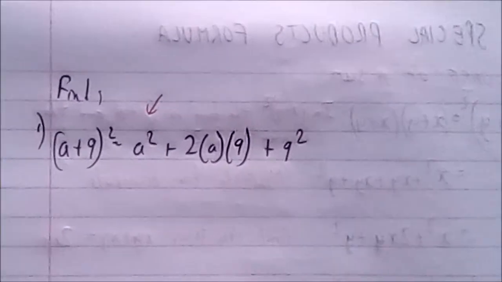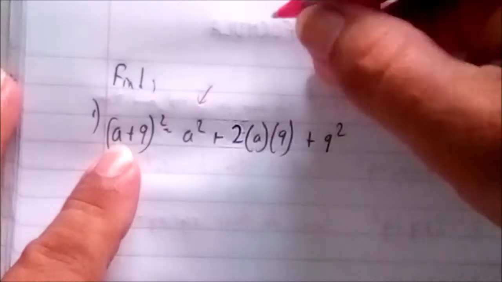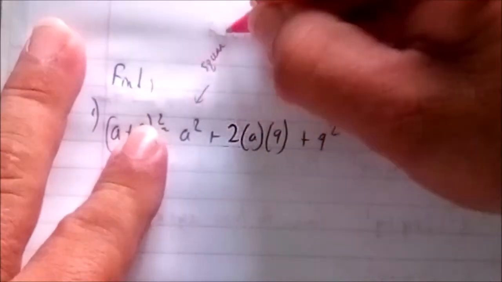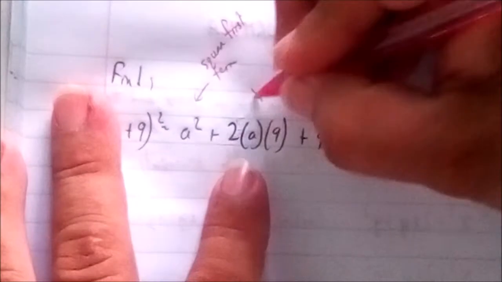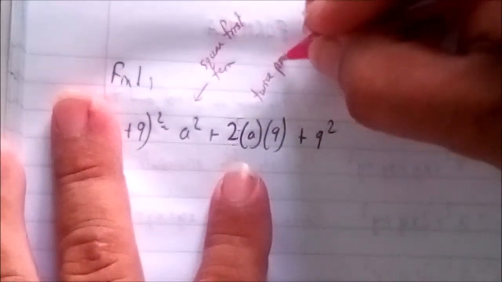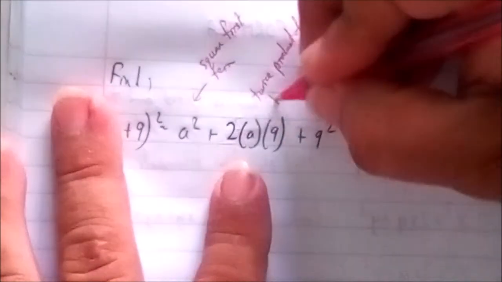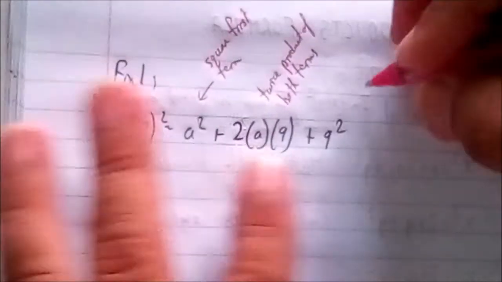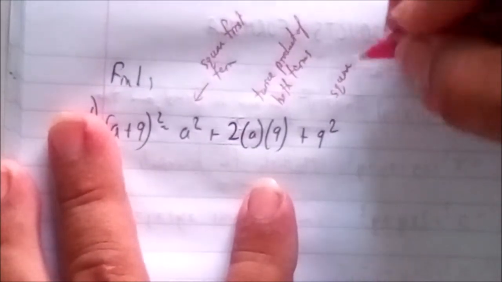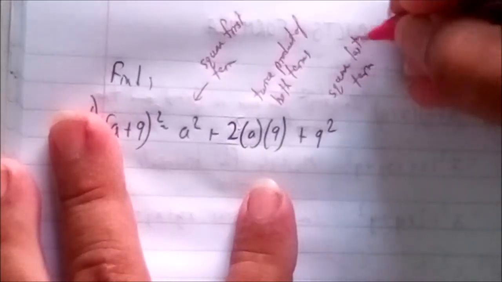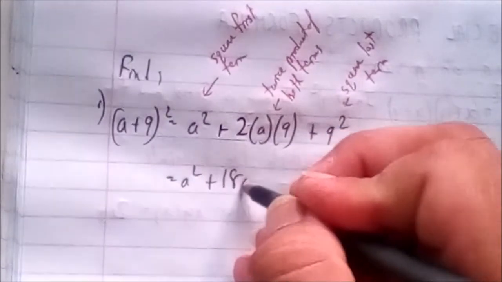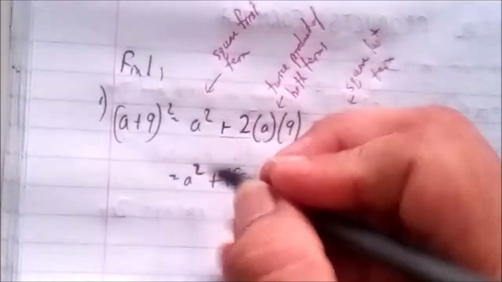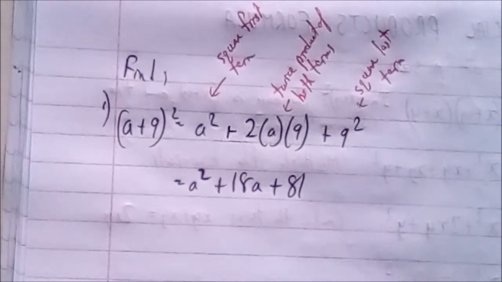Zoom in a little bit because I write some notes there. Square of the first term, twice the product of both terms, then square the last term. So we did that. So this is what happened here, and this is what happened here, and then we go one more step, and that gives us a squared plus 18a plus 81. We finish with that.